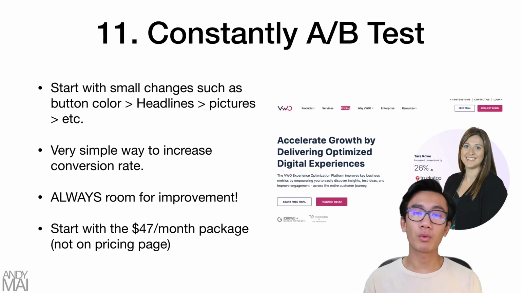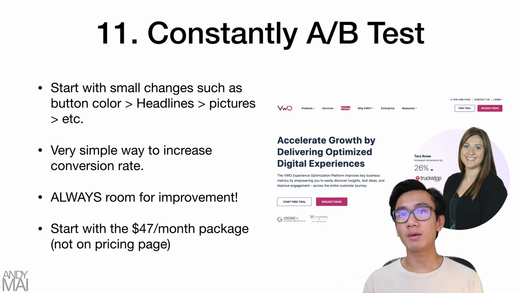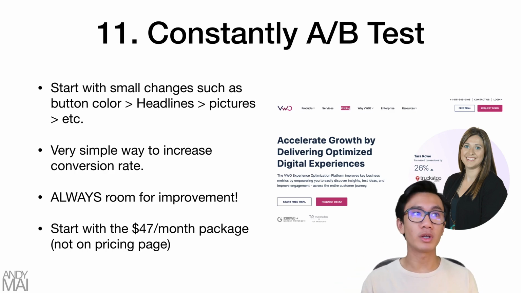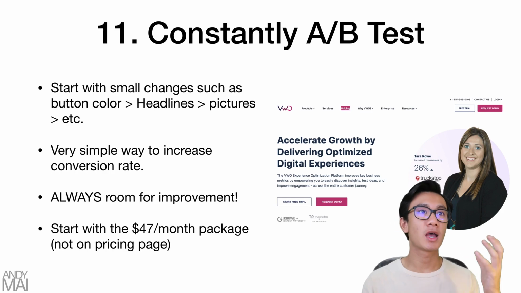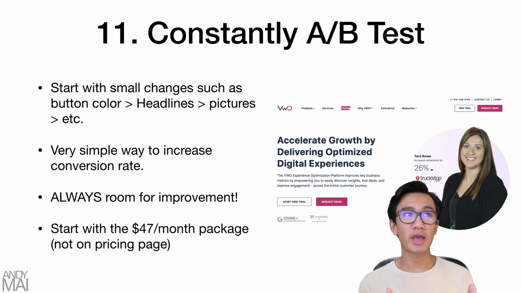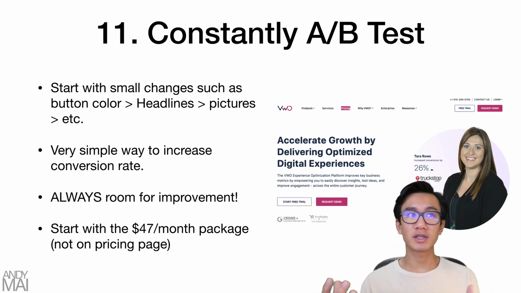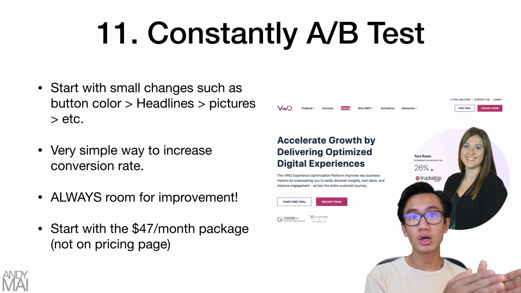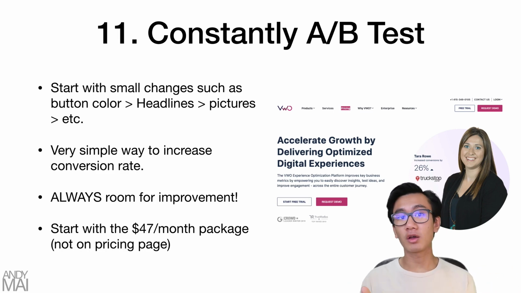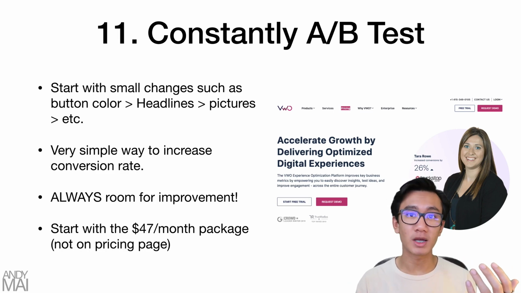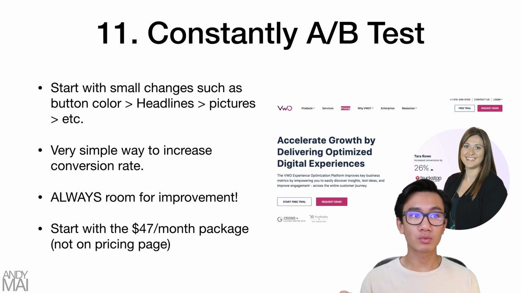And 11, very important, you want to consistently A/B test. This is something that people don't do enough. You want to start with small changes such as changing the button color, changing the headlines, changing the picture, etc. This is a very simple way to increase your conversion rate completely for free. What if you change your button from blue to red, or from blue to orange, and your conversion rate literally bumped up by 5%? That's a lot, and there's always room for improvement.